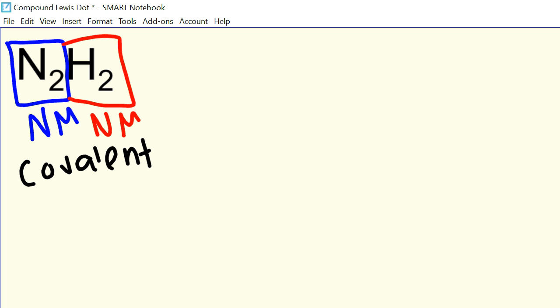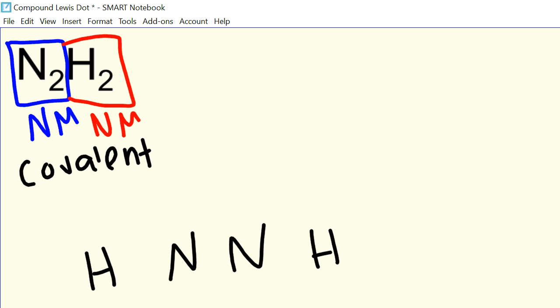Again, decide your central atom. Hint here, hydrogens never can be your central atom because hydrogen only has 1 valence electron, therefore it can only form 1 bond. So it has to be on the ends. So that means my nitrogen is going to be in the middle with my hydrogens on each end, because covalent bonds are all about equal sharing.